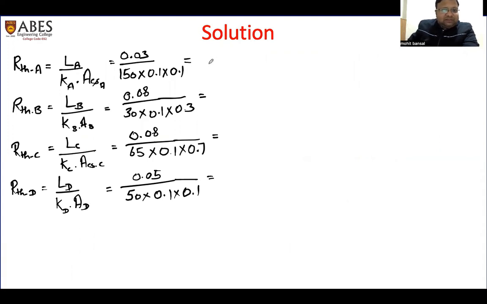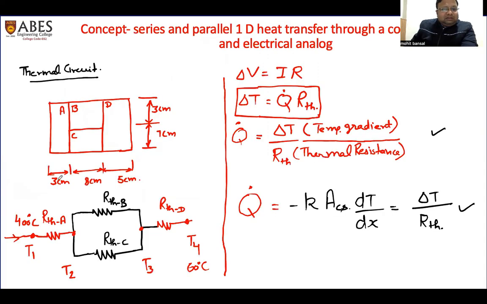So the values which come out to be, after solving the thermal resistance for sections A, B, C, and D, we will take it as the thermal resistance for section A comes out to be 0.02. For section B, it comes out to be 0.89. For section C, it comes out to be 0.176. And when we solve for thermal resistance of section D, it comes out to be 0.1. So now we have calculated the thermal resistances individually for A, B, C, and D.